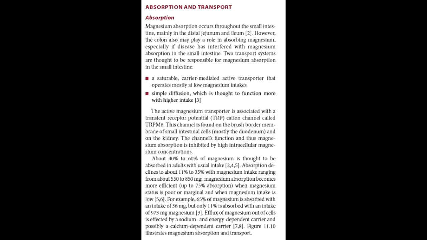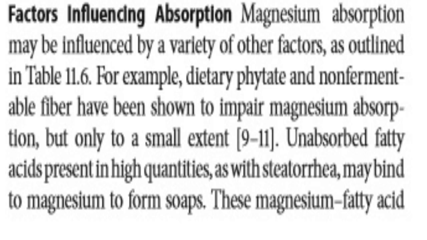So this active magnesium transporter is associated with the transient receptor potential, that is TRP. This TRP is a cation channel, which is called TRP magnesium 6, TRPM6. It is similar to the calcium absorption and transportation that happens in this molecule.